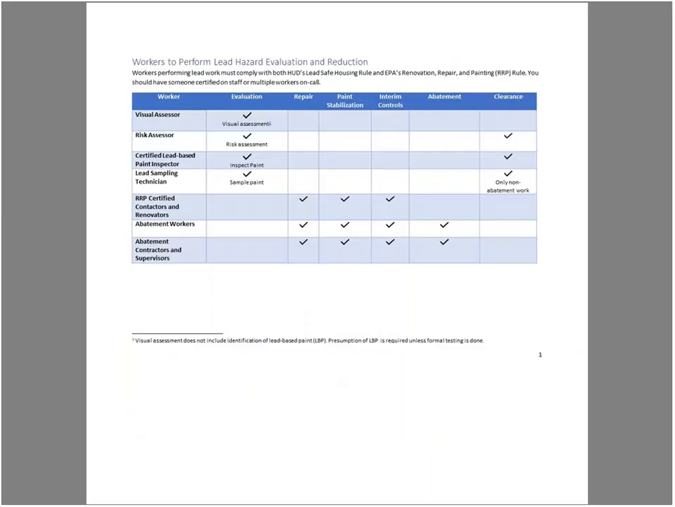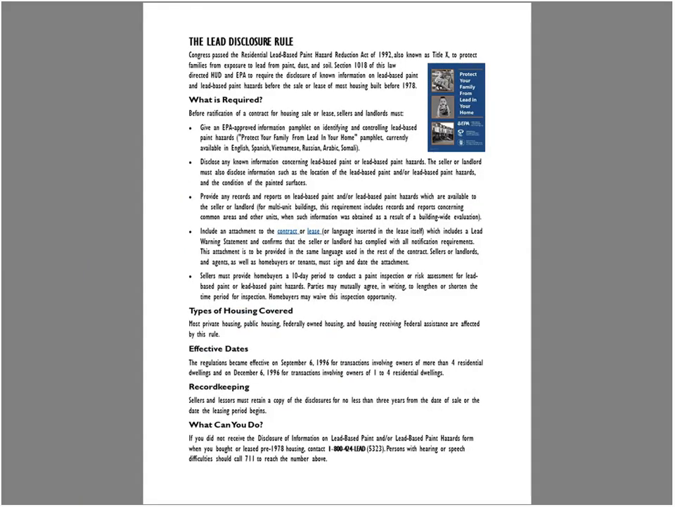And then we have a handout on workers. We're going to be talking about the visual assessment today, visual assessors. We're also going to be talking about lead-based paint inspectors and risk assessors and lead sampling technicians. This is another good handout. The second page of this handout for the workers also talks about where you can find this training to be a visual assessor, as well as RRP. And then we're going to talk about the lead disclosure rule, so there's a handout for that.